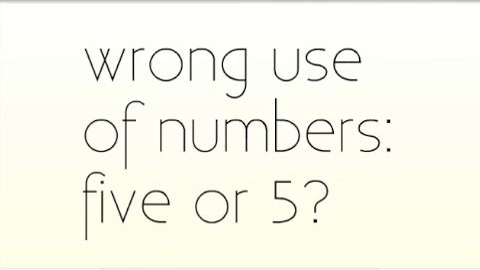Wrong use of numbers. APA spells out exactly how you should do your numbers. Is it 5 or five? If it's below the number 10, if it's 10 or below, you type it out like this. If it's above, you put the actual numbers. But make sure you do that right.